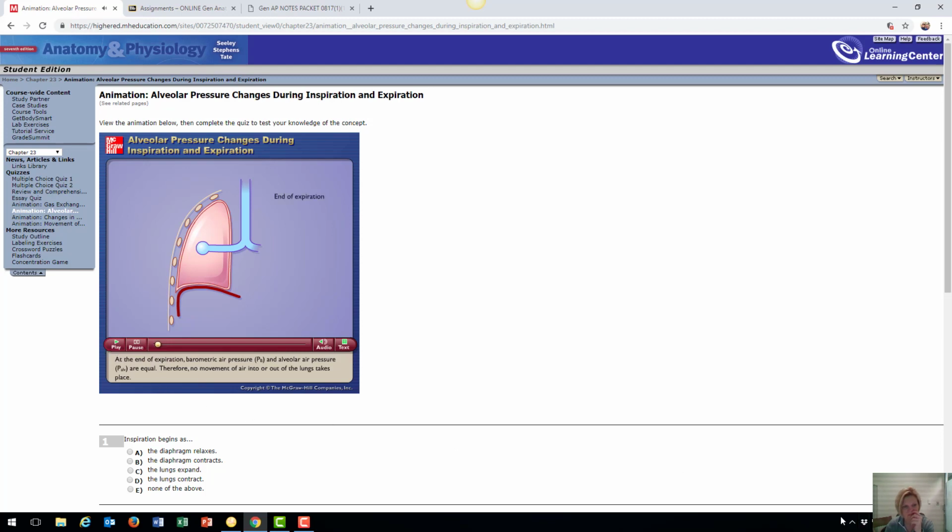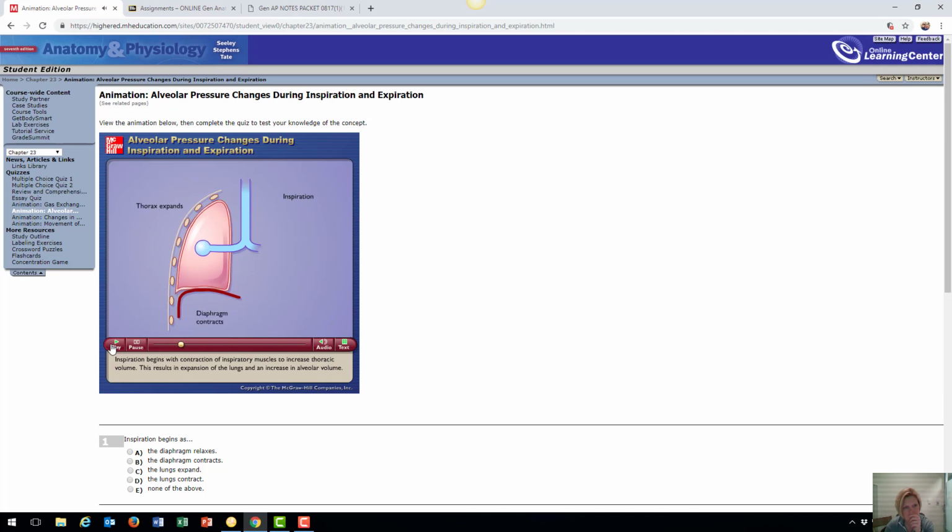At the end of expiration, barometric air pressure and alveolar air pressure are equal. So there's no movement of air when the pressure inside the alveoli is equal to the pressure outside the alveoli, out in the air. Therefore, no movement of air into or out of the lungs takes place.